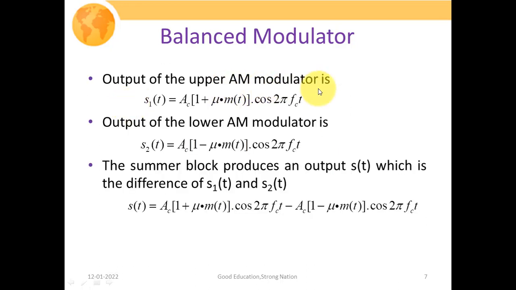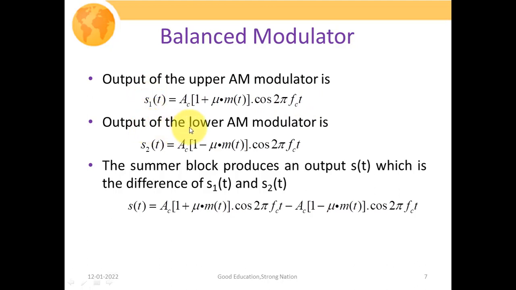The output of the upper AM modulator is given as S1(t) equal to Ac times (1 plus mu times m(t)) cos(2 pi fc t), where cos(2 pi fc t) represents your carrier signal, mu represents your modulation index, and Ac is the peak amplitude of your carrier signal. So this is the output of your upper AM modulator.